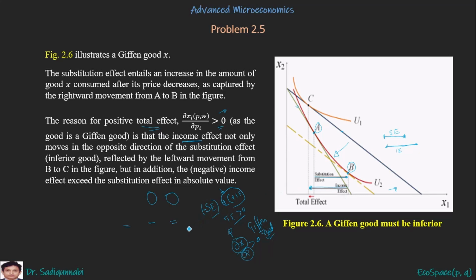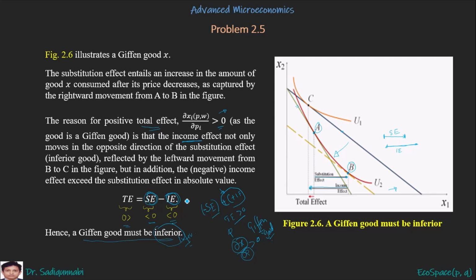So this proves that a Giffen good must be inferior. In order for a Giffen good to be inferior, the income effect is negative, and that negativity is more in absolute value than the negativity of the substitution effect. That's why a Giffen good must be inferior. I mean, a Giffen good must be inferior.